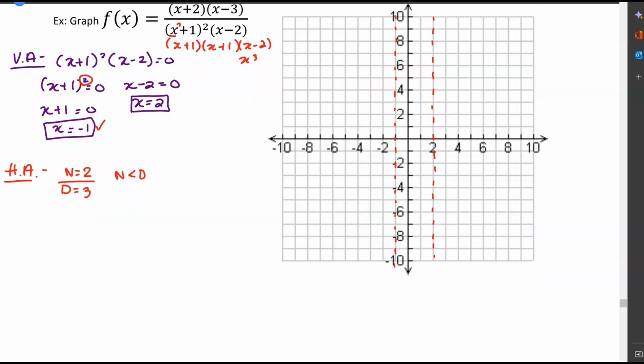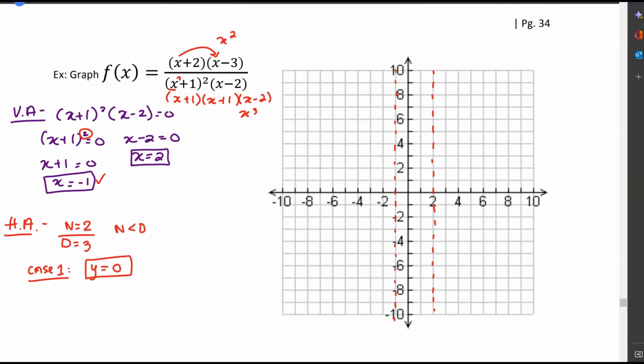Because the degree of the numerator is less than the degree of the denominator, we're back to that case 1, which means I have a horizontal asymptote at y equals 0. So let's come over here at y equals 0. All right, there we go.